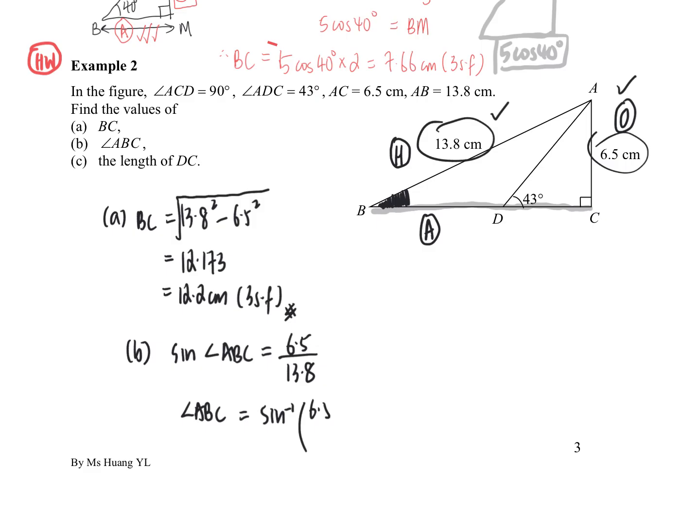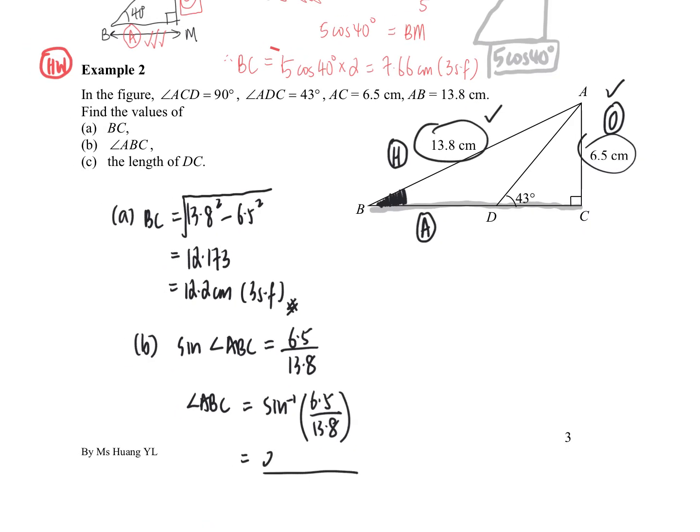Ravan, you ready or not? Ravan, yeah, correct. Okay, so what is the answer for the angle? 28.1. Okay, 1 dp. Okay, but good practice to give me 5 SF. What is it? 28.100. Okay.